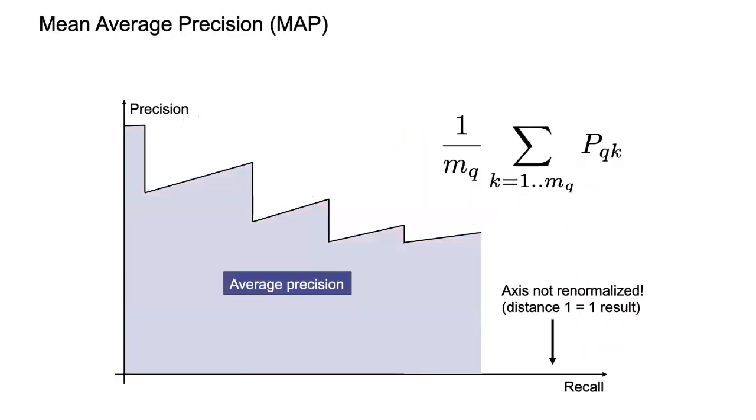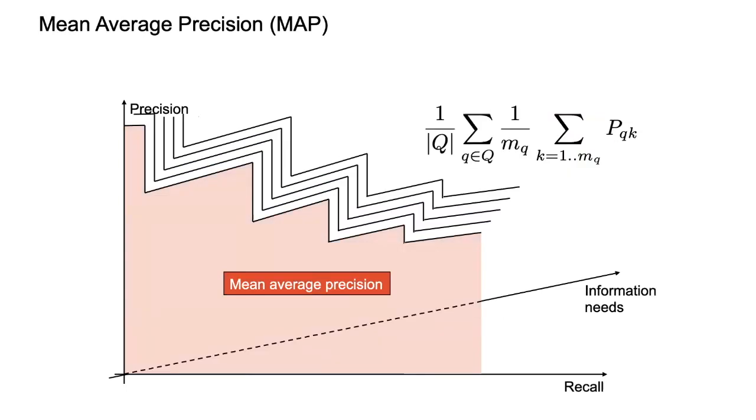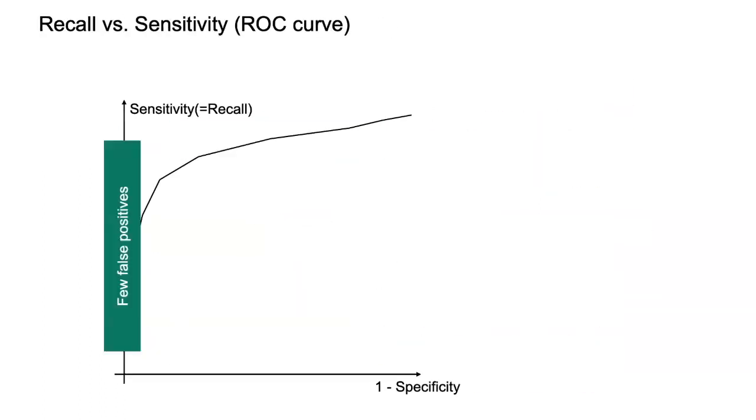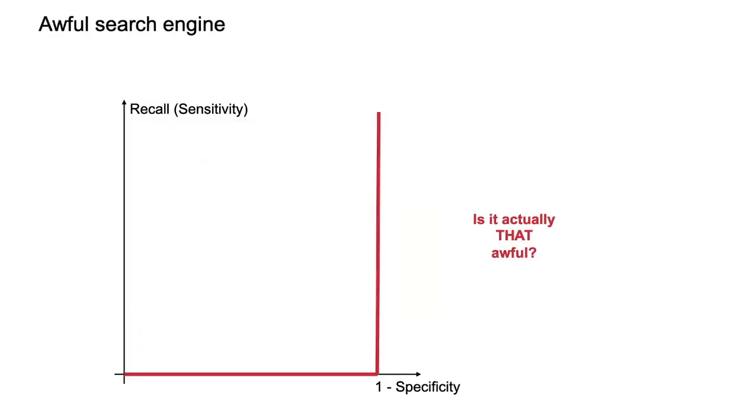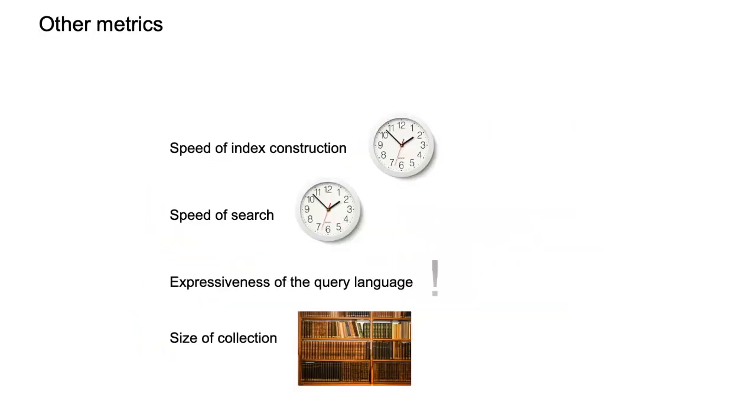Again, compare it to the MAP formula. Where is the MAP formula? Here, right? So you still average over Q. You still compute based on the curve, the precision for Q and K. So the Q is the query and K is where you are in terms of recall. And here is just a modified formula.